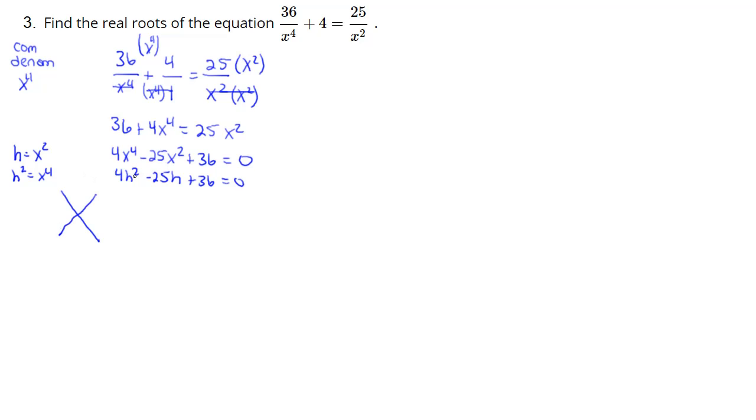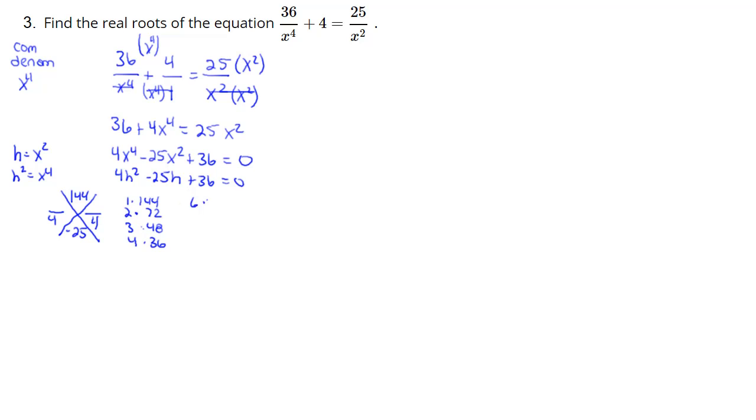I'll use the x factor. 4 times 36, so that's going to be 144. Negative 25, that's going to be the bottom here. I'm going to divide by 4. So let's see here. Two numbers that multiply to get to 144. Well, 1 and 144, 2 and 72, 3 and 48, 4 and 36. Notice how they get closer and closer to 25.